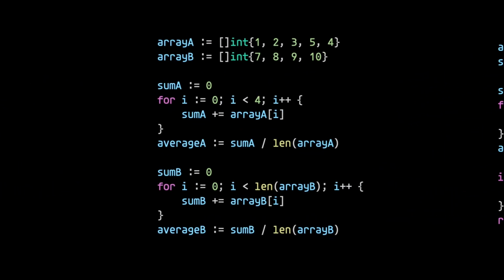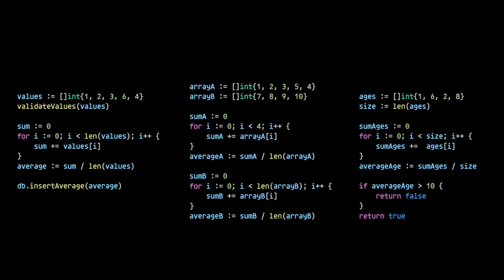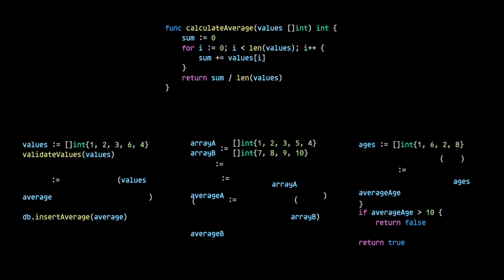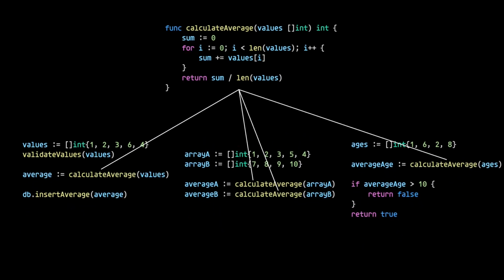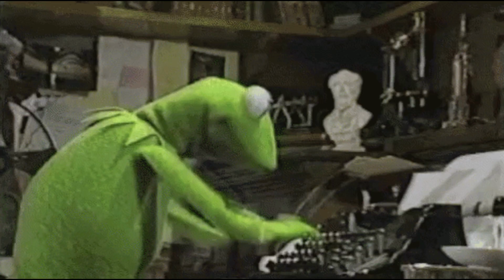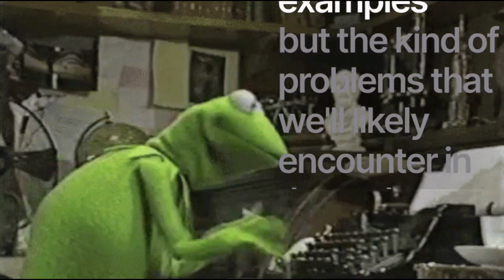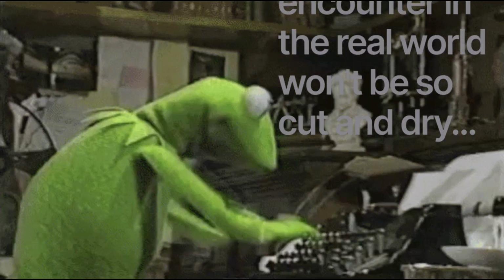So I think we'll all agree that, in this extreme case, for better maintainability at the very least, extracting this duplicate code to its own function makes sense. Now, I know what you're thinking. Those two cases were extreme examples, but the kind of problems that we'll likely encounter in the real world won't be so cut and dry. Okay, so let's take another example into consideration.